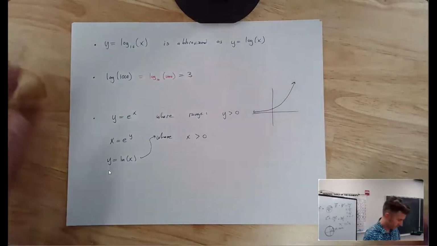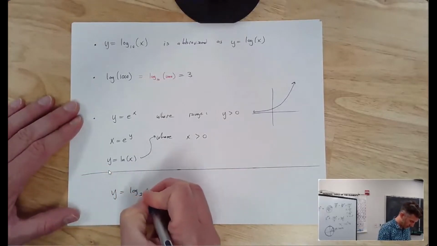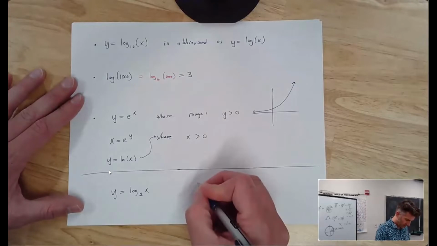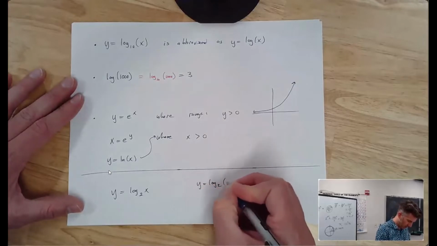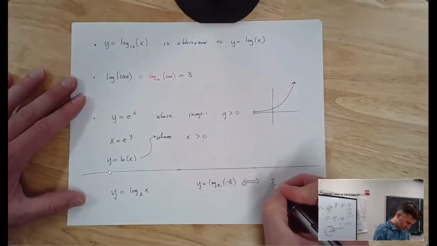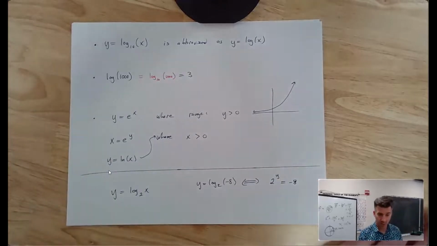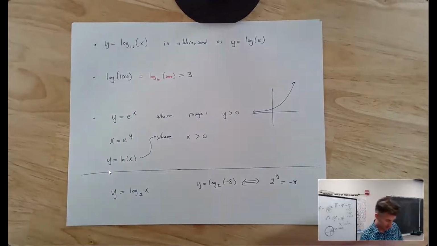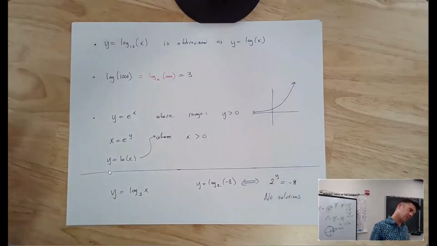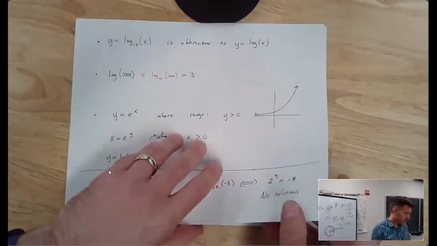Another way to think about it is if you had something like y equals log base 2 of x, and you tried to put a negative number in there. So let's say I wanted to find y equal to log base 2 of -8. What you're trying to solve is 2 to the y power equals -8. There isn't a power that makes that true. 2 raised to any power is always positive. This has no solution. Okay, so let's talk about some shifting.